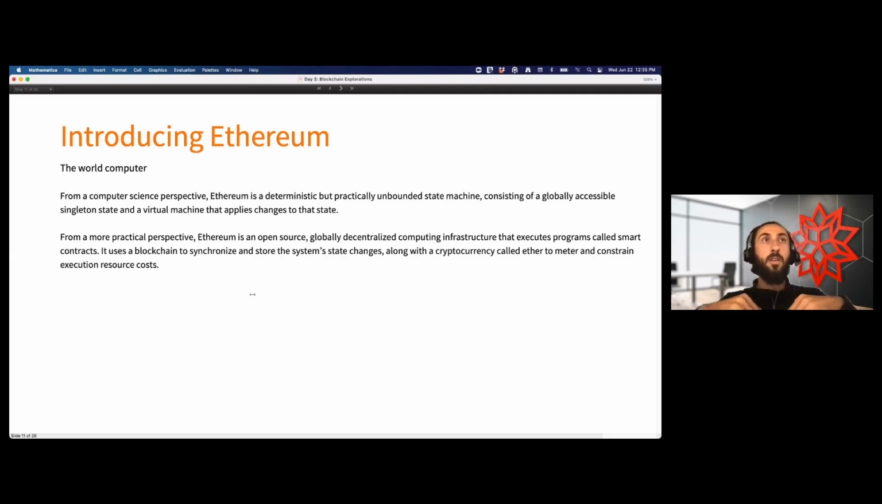Okay, so that's our infrastructure for doing computations at the blockchain level that executes programs called smart contracts. It uses a blockchain to synchronize and store the system's state, and then a currency called Ether to meter and constrain the execution of those resources. So within Ethereum, it's not to solve currency. Actually, currency emerges out of the need to meter and constrain the use of the Ethereum computer, the thing that's transitioning from one state to the next.